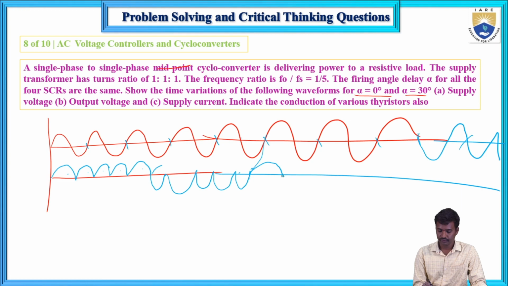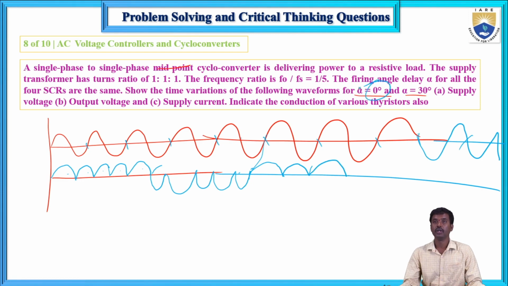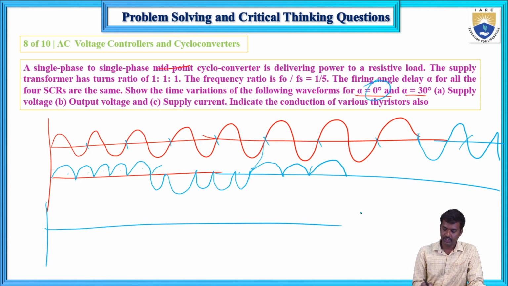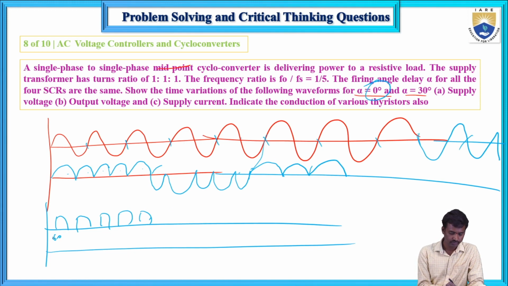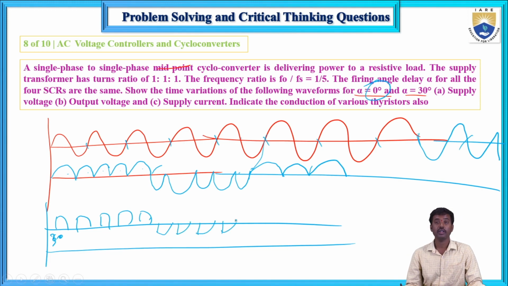This is for 0. After that, for the 30 degrees case, it starts from here and next here, and this is 60. Next here, 30 degrees. Next it starts like this. So now this is the time variation of the waveform.